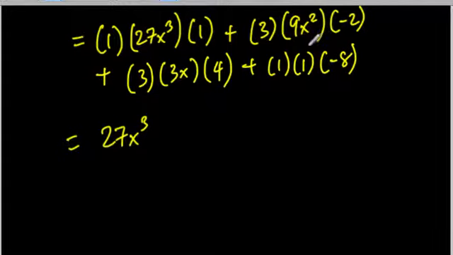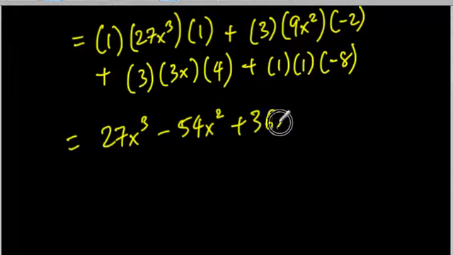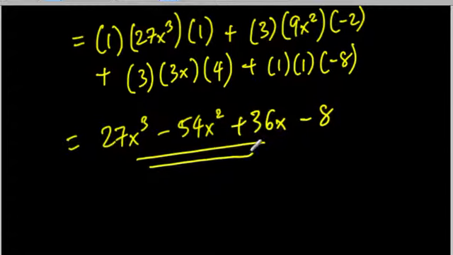And so finally, the first term is 27x cubed. The second term is 9 times 3, 9, 18, 27, so it's negative 54x squared. The third one is 9 times 4, which is positive 36x. And the last one is minus 8. All right? And so that's how we do binomial expansion.